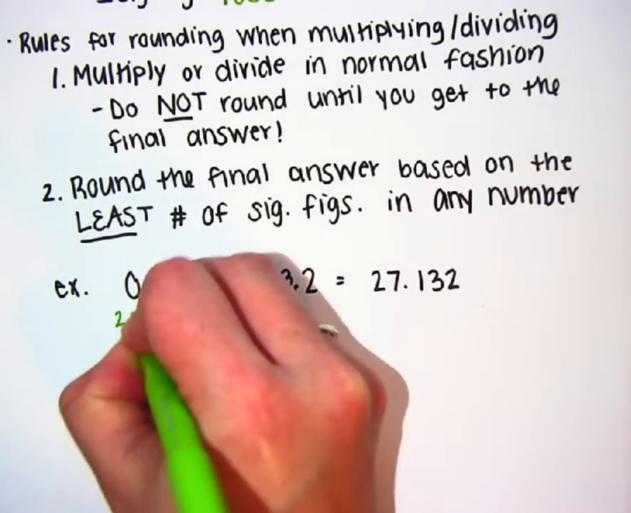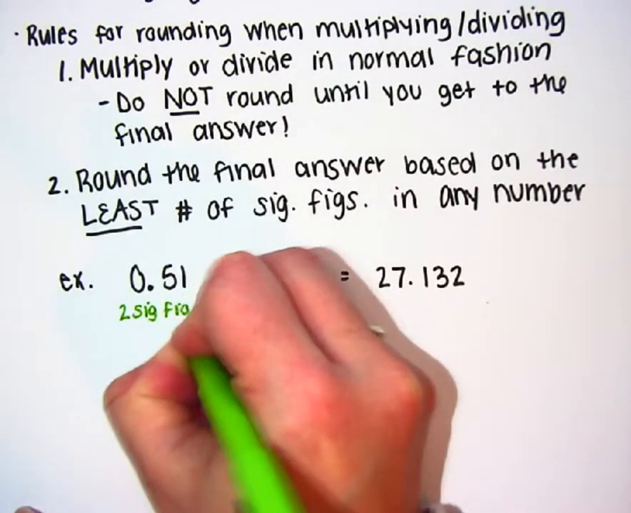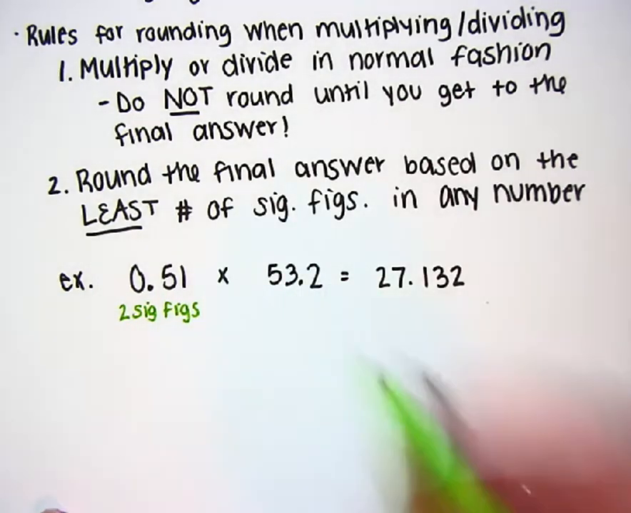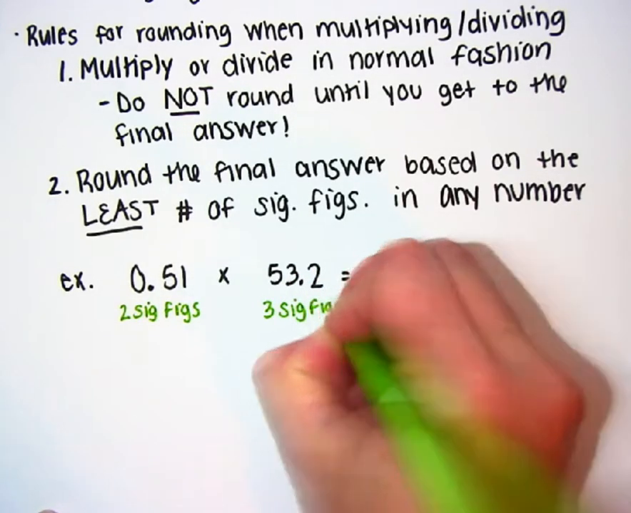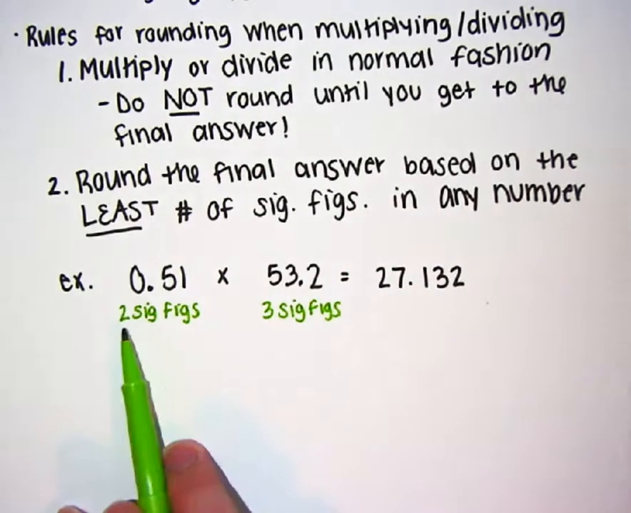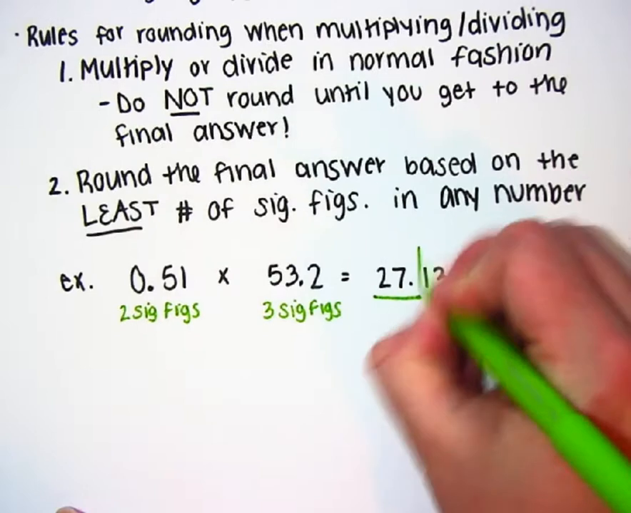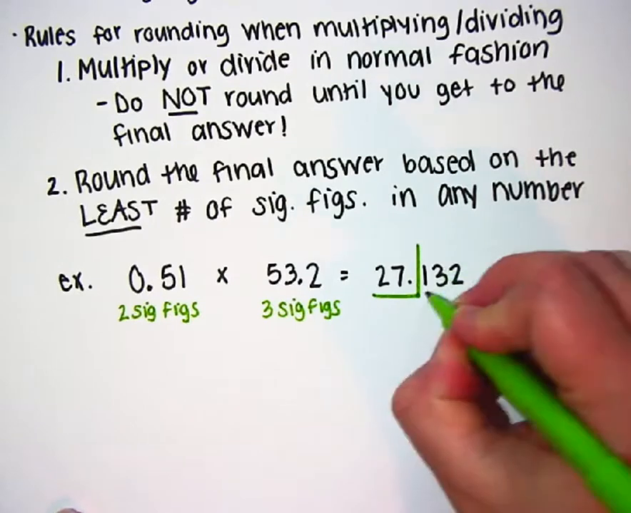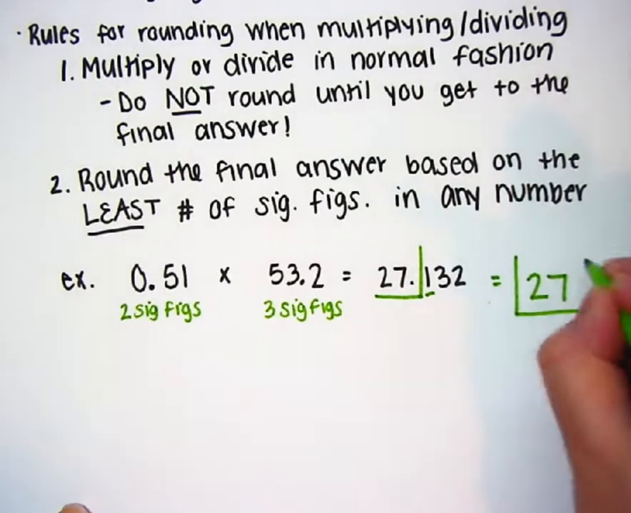0.51 has 2 sig figs. Remember, leading zeros are not significant, so the 5 and the 1 are significant. 53.2 has 3 sig figs. We're going to round our answer to the least number of significant figures. Well, in this case, 0.51 has the least number with 2 significant figures. I'm going to round my answer to 2 significant figures. My next number is less than 5, so I'm not going to round up. Your final answer that you would write would be 27.